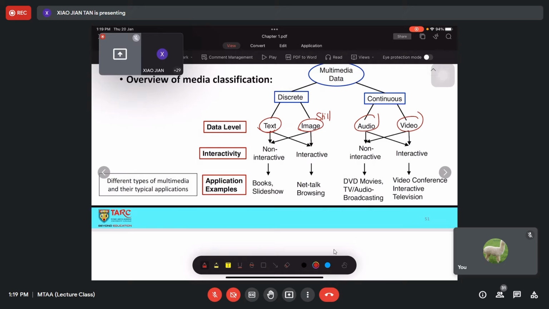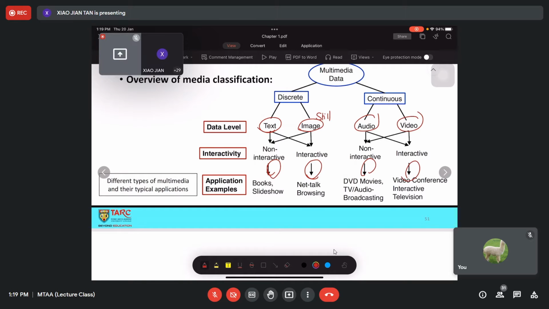For example, I can just type your thesis, your FYP, your capstone, your technical report. You can just type in the text, so it is just a linear media. But when we view it as a PDF file in soft copy, you can put in hyperlinks. So text can be converted to hyperlinks and become interactable. Applications for this would be books and slideshows, and for interactable ones, laptop browsing.